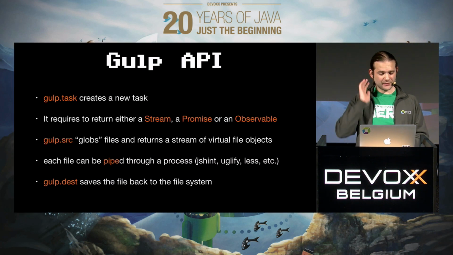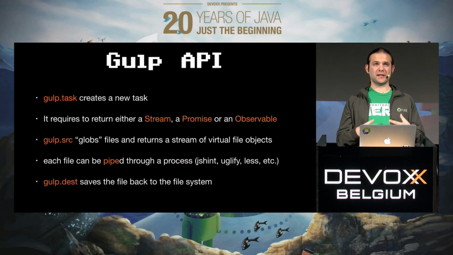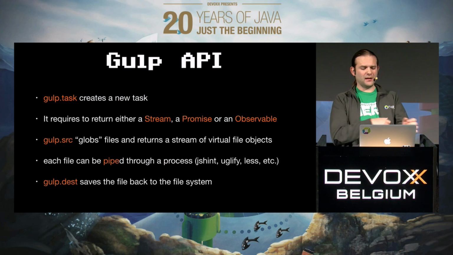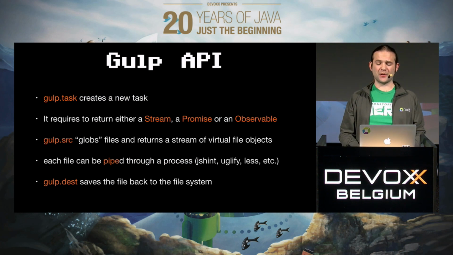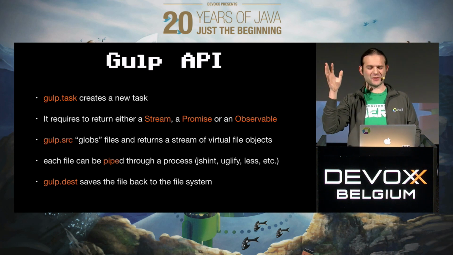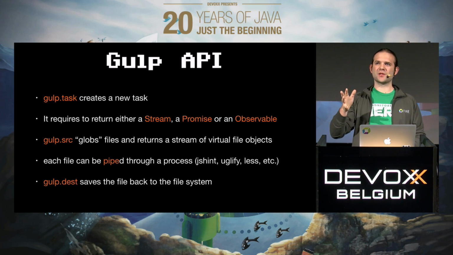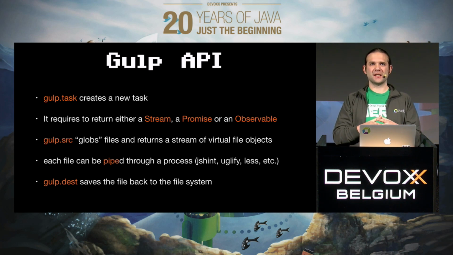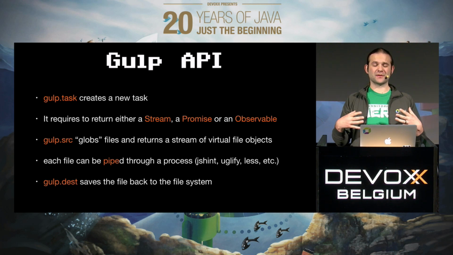So, to the API, gulp.task creates a new task. It requires you to return either a stream, a promise, or an observable. So if you are into RxJS, you can use Rx observables to return them, and Gulp knows how to handle those. A promise is a way of executing JavaScript asynchronously. So everything that's asynchronous can be returned from gulp.task for Gulp to organize it.